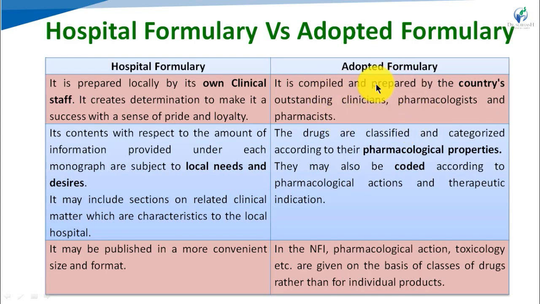This is all over India. We are working at an India level, whereas in the hospital formulary we are considering the particular hospital and the particular region. Now its content, with respect to the amount of information provided under each monograph, is subject to local needs and desire. मतलब local need क्या है उसके basis पे हम यहाँ पे decide करेंगे. It may include sections on related clinical matters which are characteristic to the local hospital.